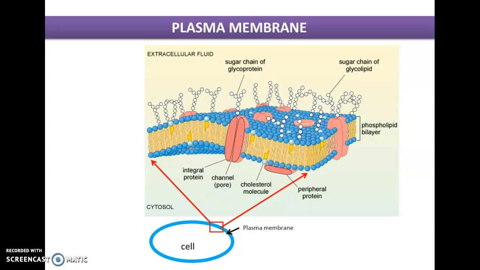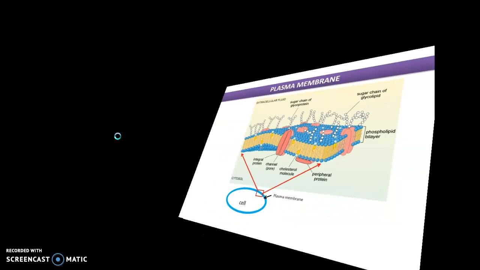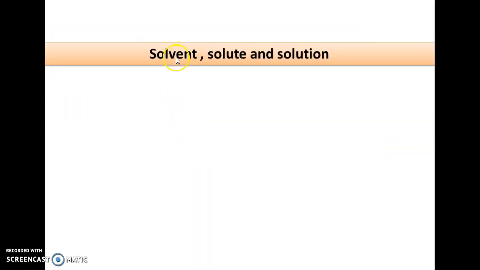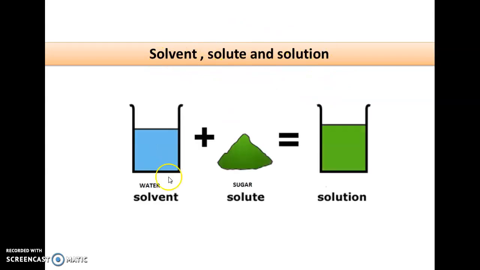So what is diffusion and osmosis? We should learn about what is solute, solvent and solution. Solvent, solute and solution. You must be knowing about this concept. So here is a picture in which water is considered as solvent, sugar is considered as solute. When we add water to sugar, it forms a solution, right?